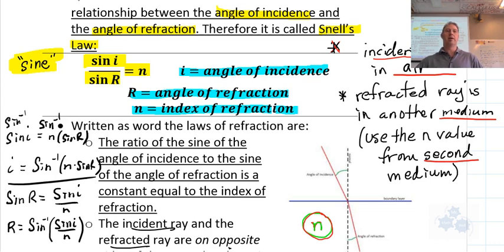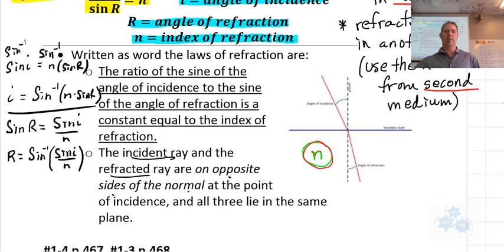Now that's a lot of math there and some funny symbols, but I'll show you how that works soon, okay? So you might want to just jot that down. This is the bottom line here: I equals the second function of sine of N times sine R. And then the angle of refraction is the second function sine of sine I over N.